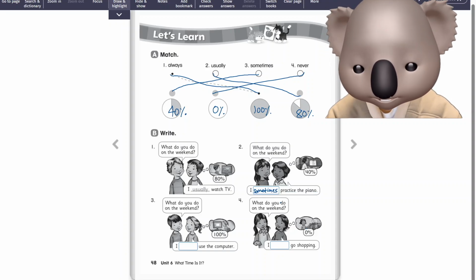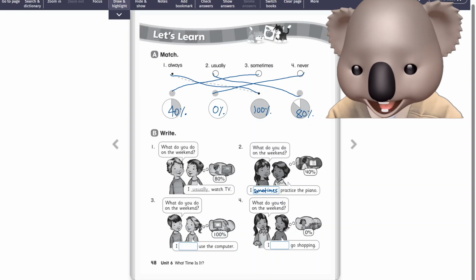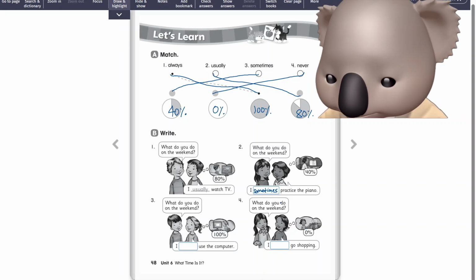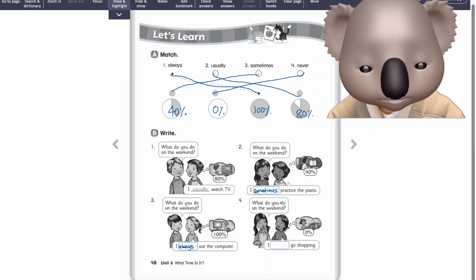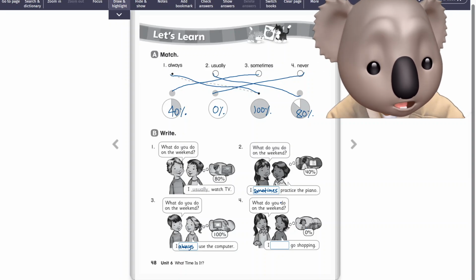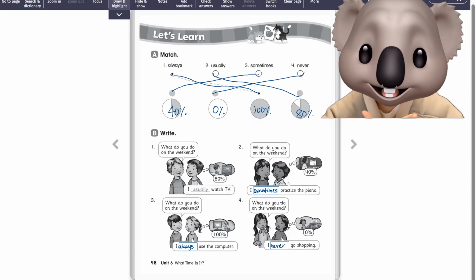Great. Number 3. What do you do on the weekend? 100%. I always use the computer. And last, number 4. What do you do on the weekend? I never go shopping. Check your answers and I'll see you on the next page.